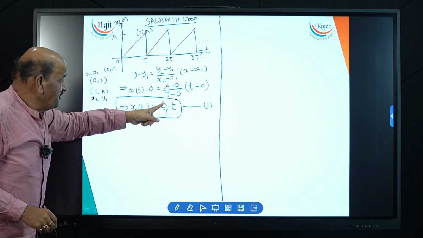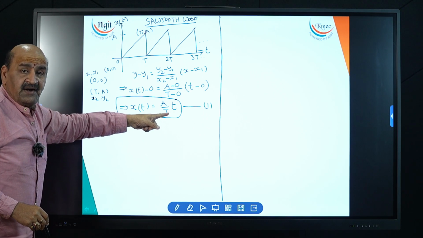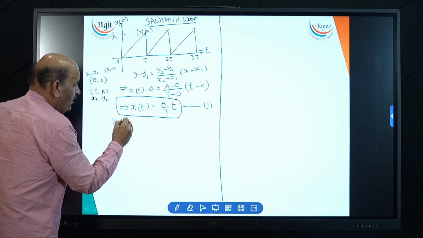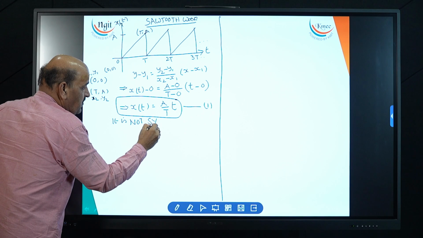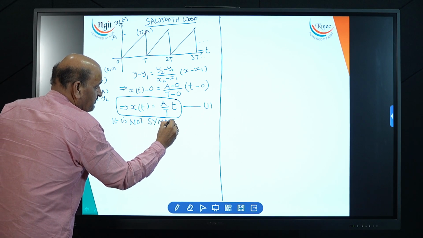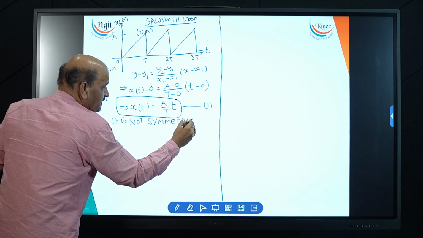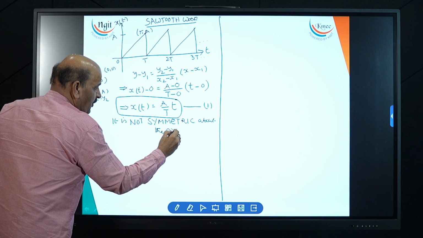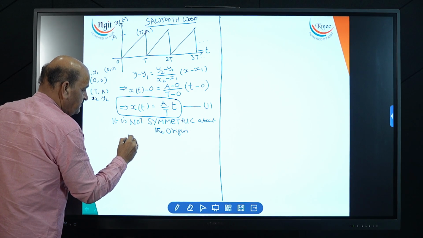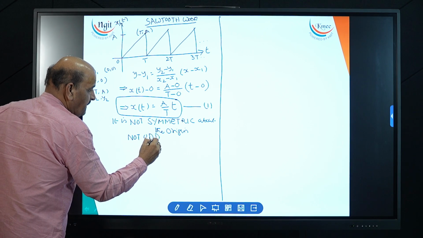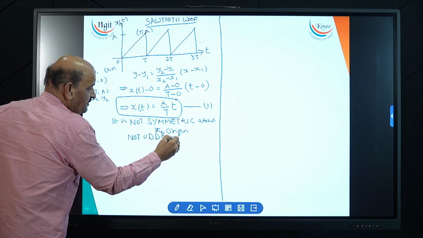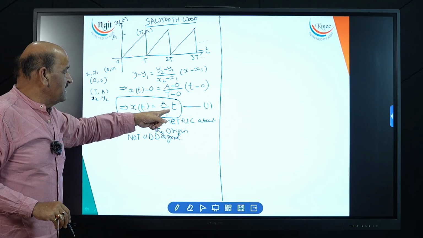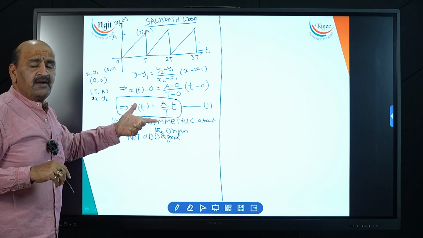Here A is constant and T is constant, but don't think that this is an odd function. It is not symmetric about the origin. So, not an odd signal. You may ask me one question: it contains only small t, x of minus t equal to minus t. Is it not odd? Not odd.